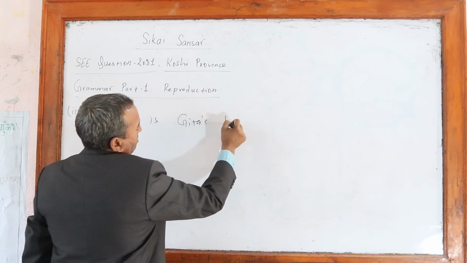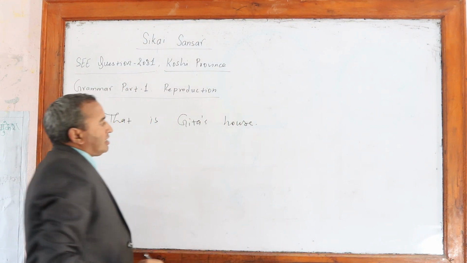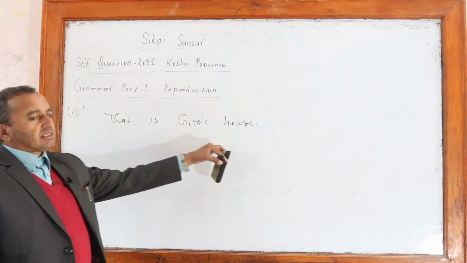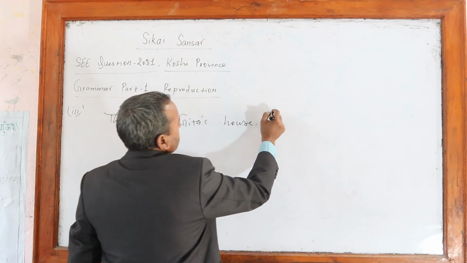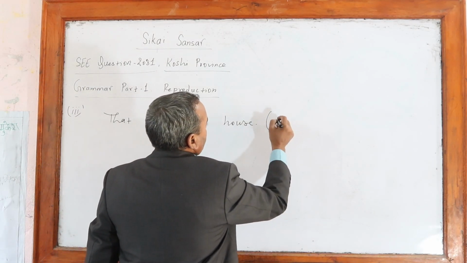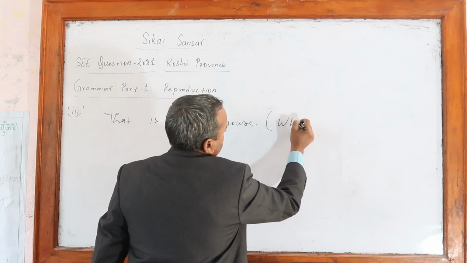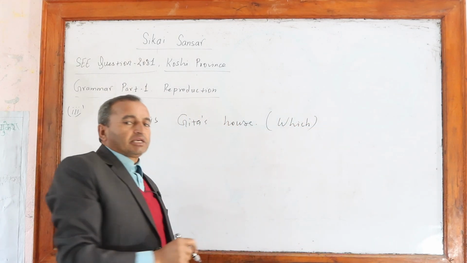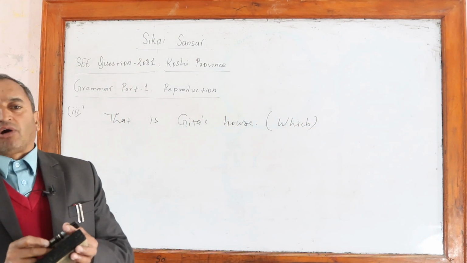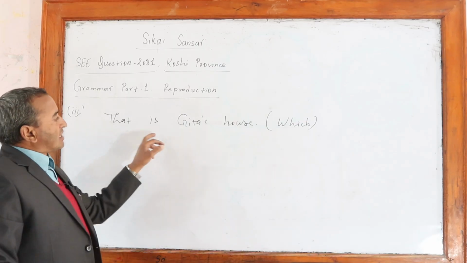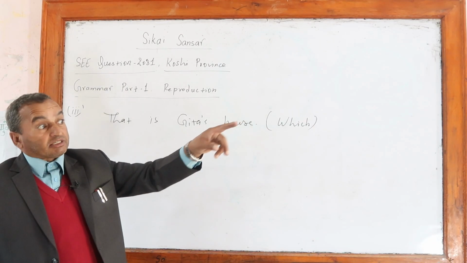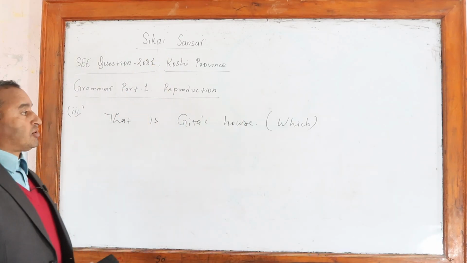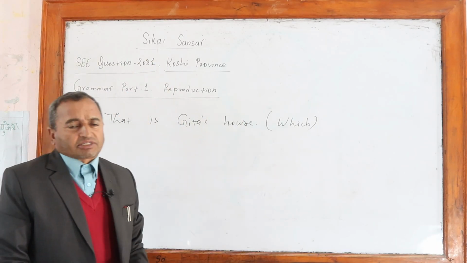That is Gita's house. Now we have to change it into, let's change it into which question. It is also another WH word, which. The statement given is: That is Gita's house. So now we have to change this into a which question.